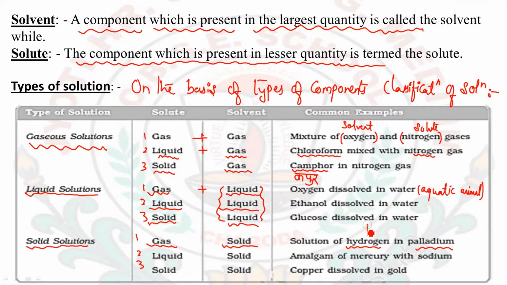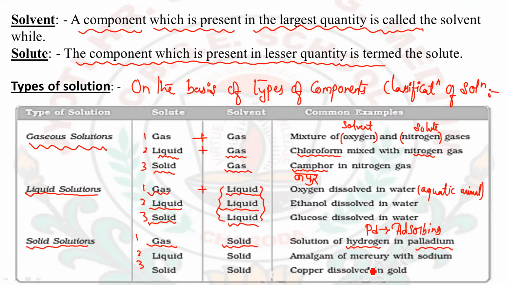Here palladium metal will be acting as a catalyst in some chemical reactions, where palladium will be adsorbing, not absorbing, the hydrogen gas. This hydrogen gas, which is adsorbed by the palladium on its surface, is being used for some chemical reactions which are known as hydrogenation. So this is a very good example for your gases plus solids solution, where solid is acting as solvent and gases are acting as a solute.